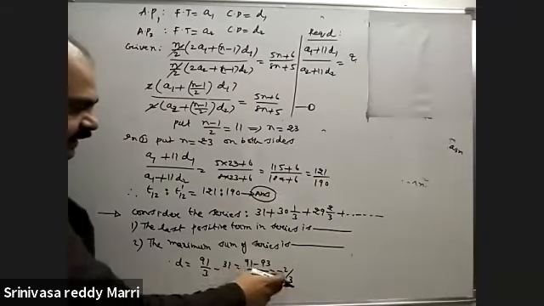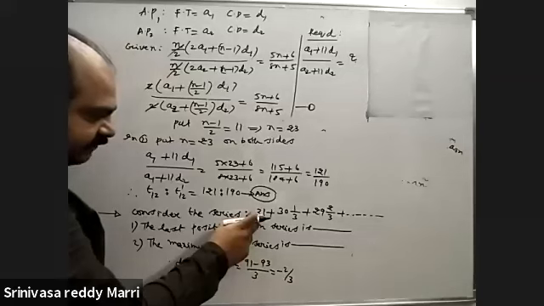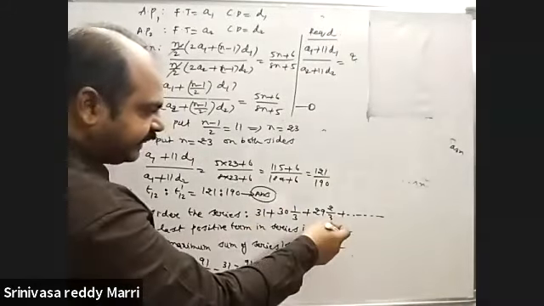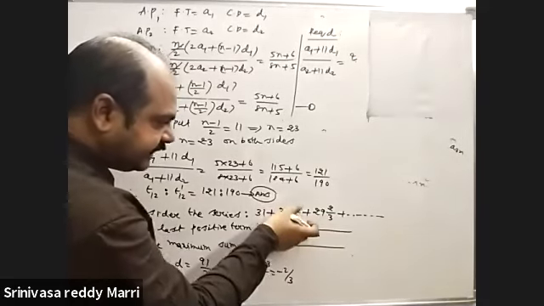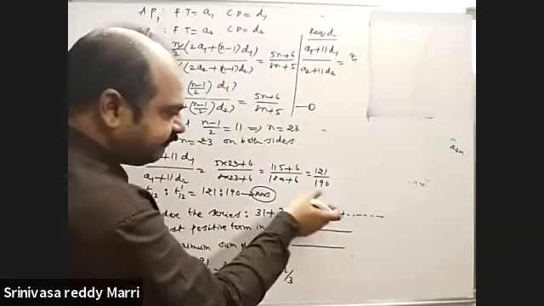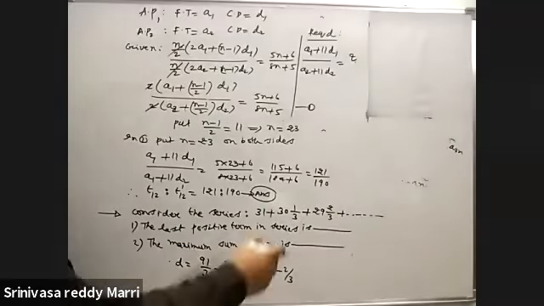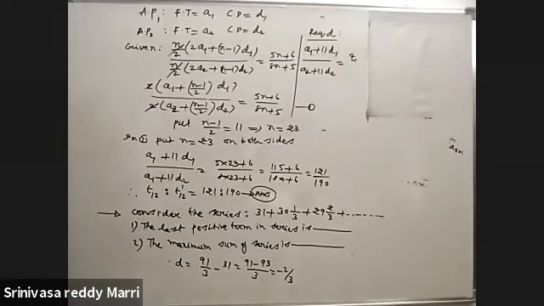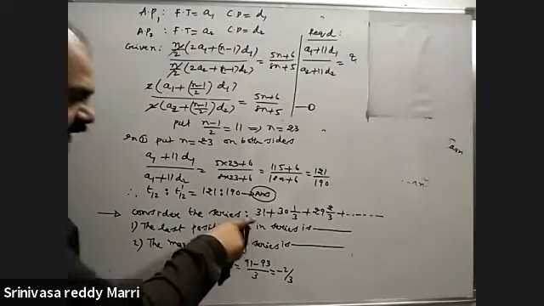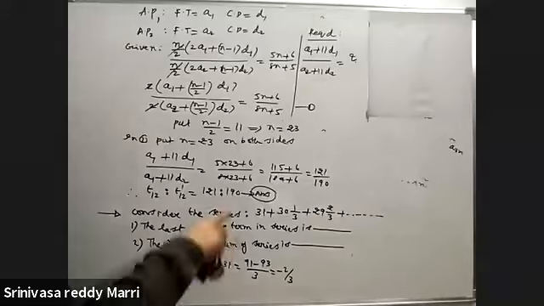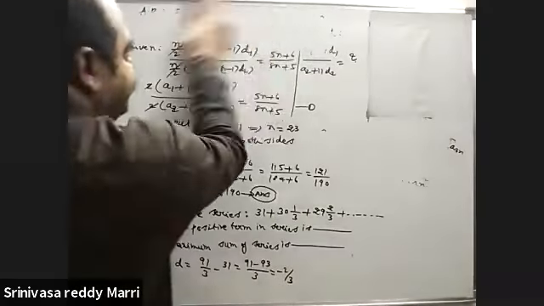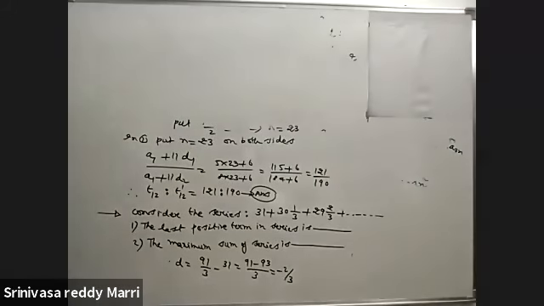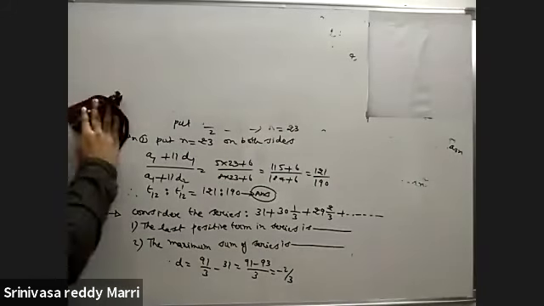Starting from 31, it will be decreased by 2 by 3. Next term it will be decreased by 2 by 3 again. Like that, every term will decrease by 2 by 3. That means after some terms, they will become negative, because you are decreasing every term by 2 by 3. So the last positive term is what we are asked to calculate.